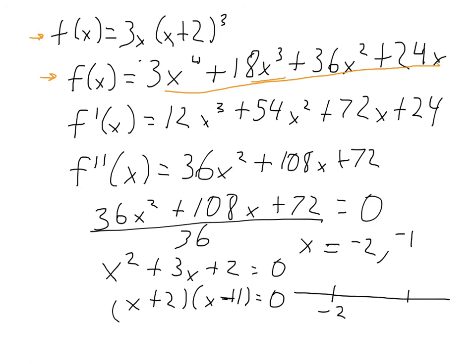We plug points around those into our second derivative, and before -2, so say -3, plug that into my second derivative. When I plug -3 into my second derivative, I get a positive. When I plug -1.5 into my second derivative, I get a negative. And when I plug 0 into my second derivative, I again get a positive. So my function is concave up, then concave down, then concave up again, which means -2 and -1 are both points of inflection. To find the corresponding y values, we simply plug -2 and -1 into the original function. When we plug in -1, we get -3, and -2 yields 0.